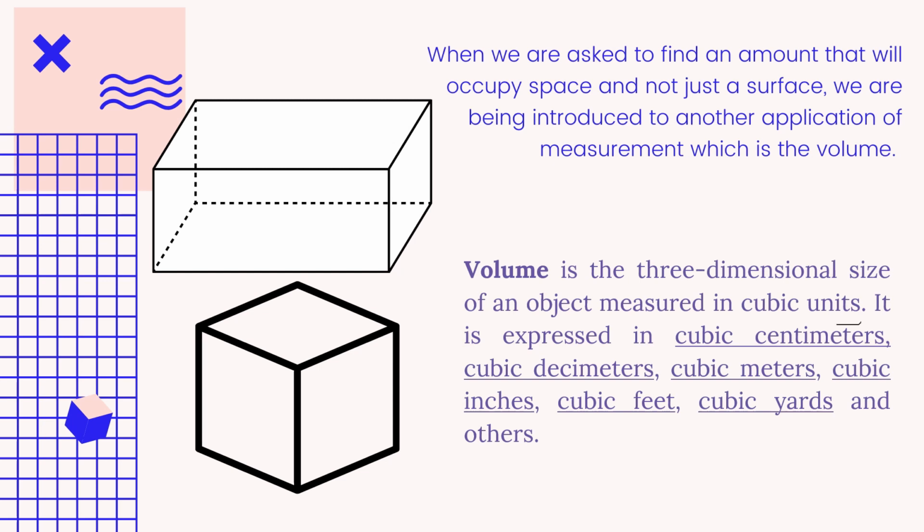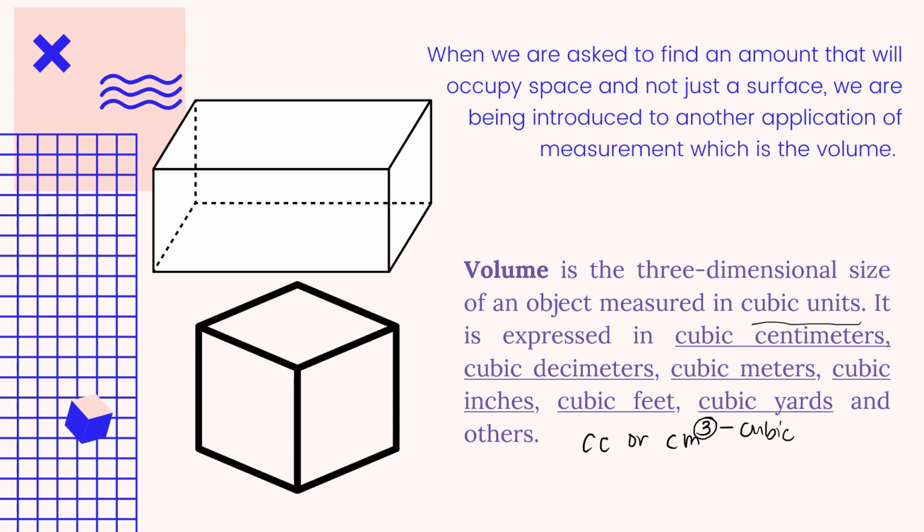Okay, so ito yung cubic units. Ito yung mga example ng cubic units. So it is expressed in cubic centimeters, cubic decimeters, cubic meters, cubic inches, cubic feet, cubic yards, and others. So when we say cubic, power of 3. So example natin, pag sinulat natin in a short way, ang cubic centimeter, it is cm³ or cubic centimeter. So itong 3 na to, as exponent, binabasa natin siya as cubic.